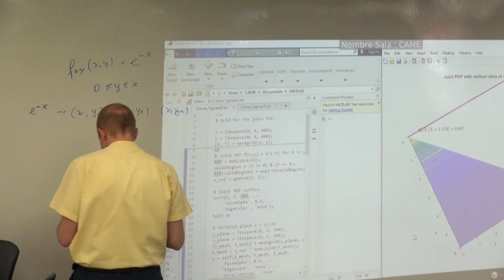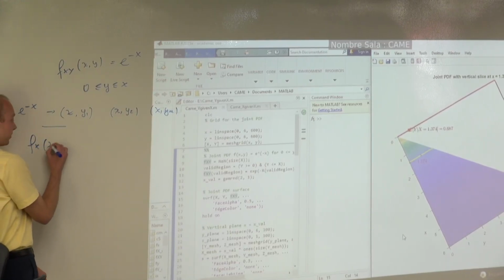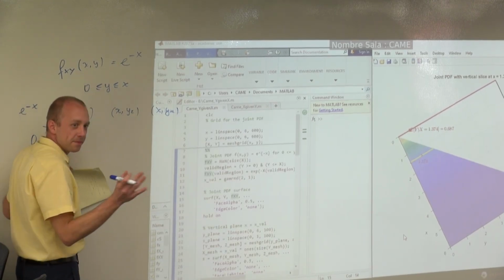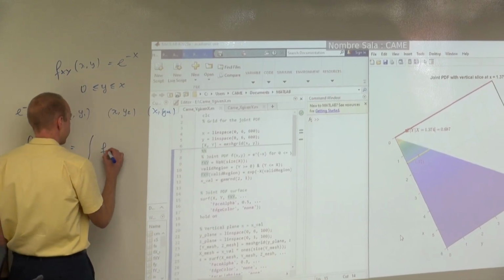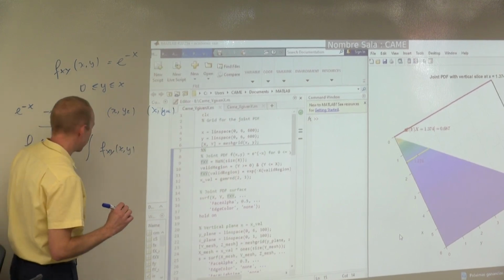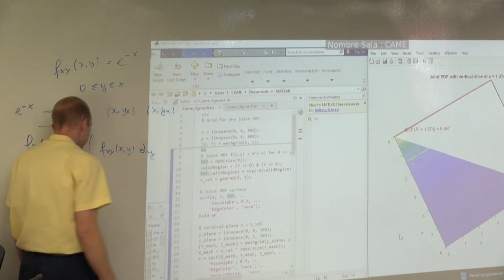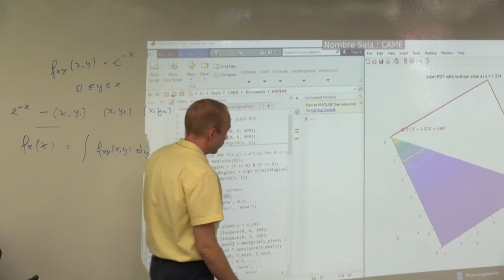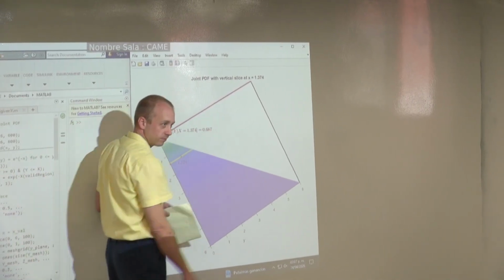Now, let's continue. So, first problem, get the marginal of x. How do we do this? We integrate. Yes, you integrate the density with respect to dy. And now y goes from where to where? From the support, once I fix x, y goes from 0 to x, no?